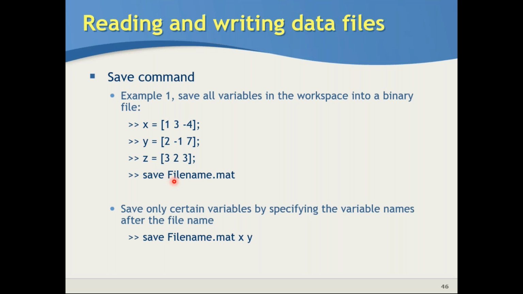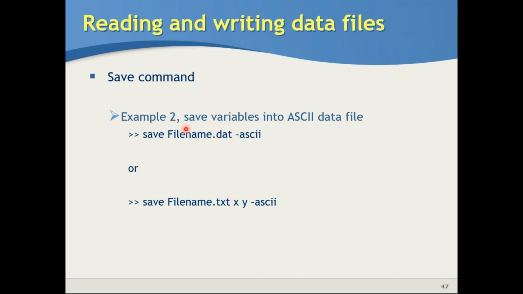Now, if you want to save any particular variable, then you can give x and y. By specifying the particular variables, we can save only those variables. Now there is another type. Suppose we want to save the variable in terms of ASCII parameters, then you can use this ASCII option.